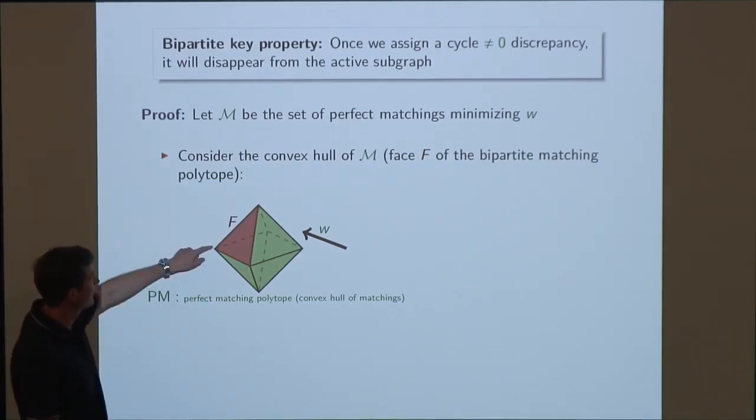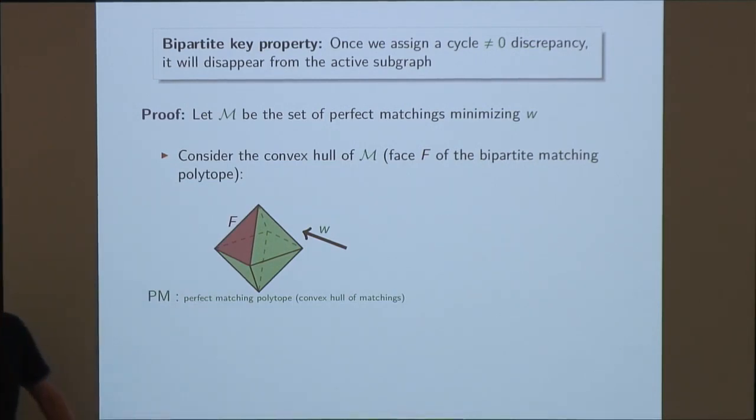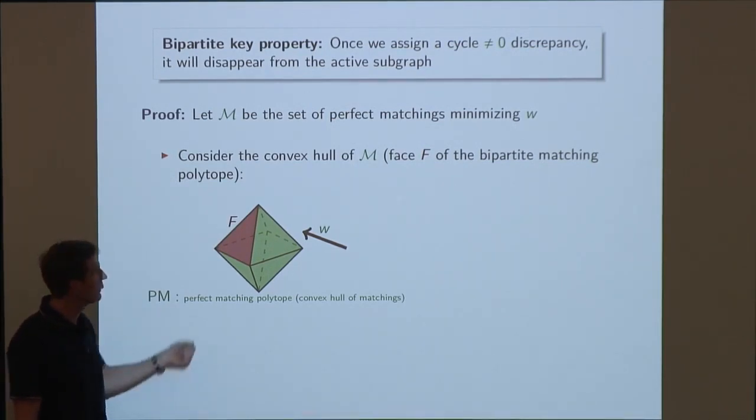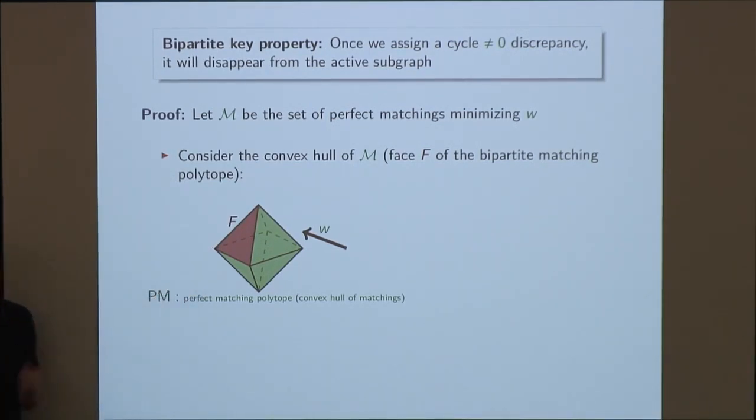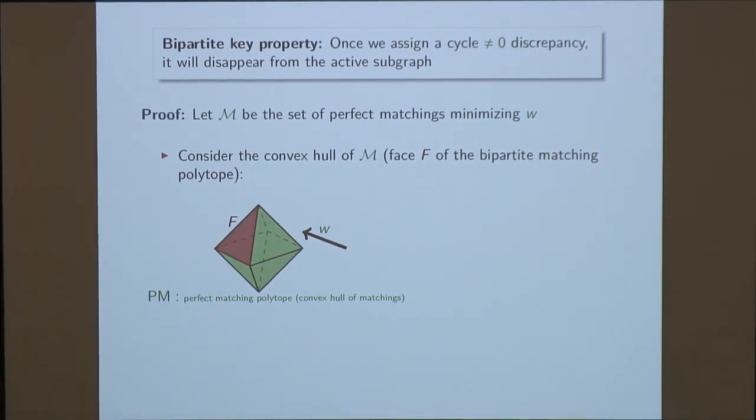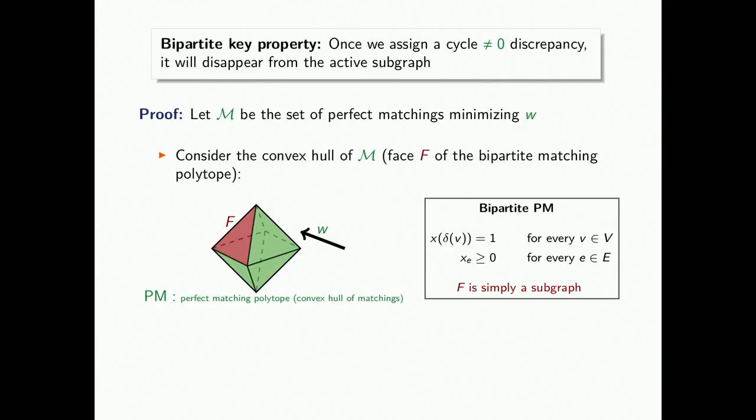Okay, so the extreme points here all correspond to the min weight perfect matchings of that weight function. If it was a unique point, we would be done. It was isolating, but now it's not isolating, so there might be three perfect matchings minimizing this weight function. All right. So far, not so much information, but bipartite graphs have a very nice polytope.